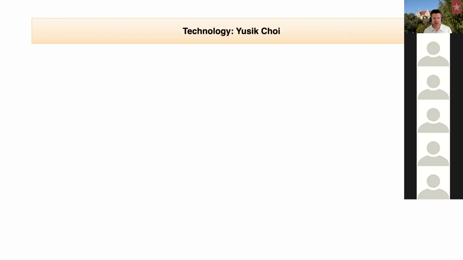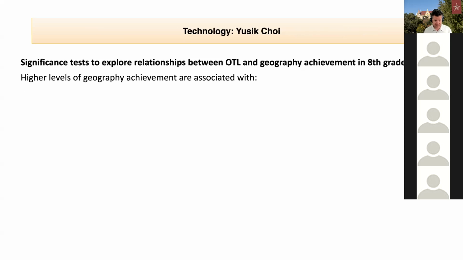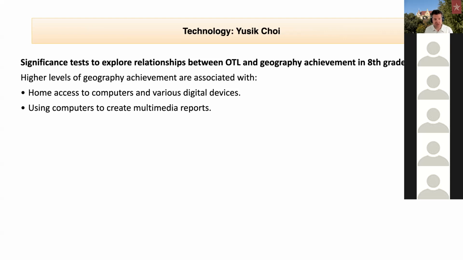And the final example will be Yusik, who took a look at uses and applications of technology. And Yusik found higher levels of achievement associated with home access to computers and various digital devices. Here it could be more of a socioeconomic factor that's important. Students who use computers to create multimedia reports. Students who search the internet for sources of evidence. This is something that in social studies education is encouraged in terms of understanding primary and secondary sources.